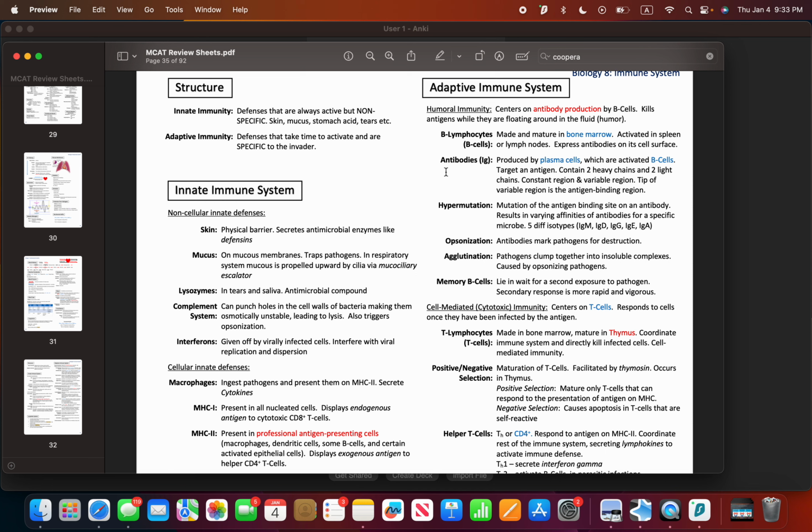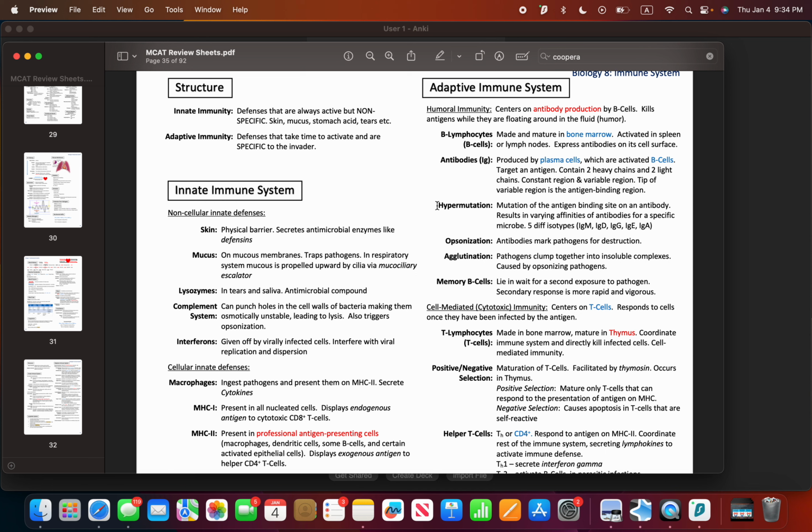So what are antibodies? We know they are proteins, glycoproteins, to be specific, I believe. They are produced by plasma cells, which are activated B cells. So when B cells are activated in spleen or the lymph nodes, they become plasma cells. They target an antigen. They contain 2 heavy chains and 2 light chains. They have a constant region and a variable region. The tip of the variable region is the antigen binding region.